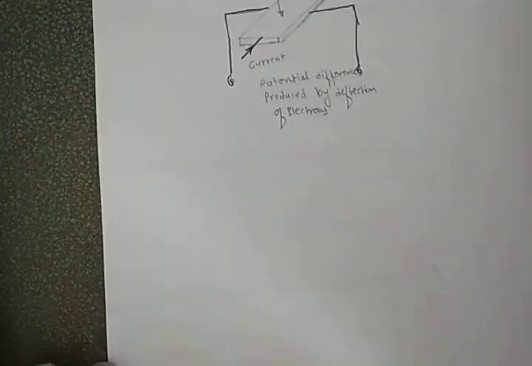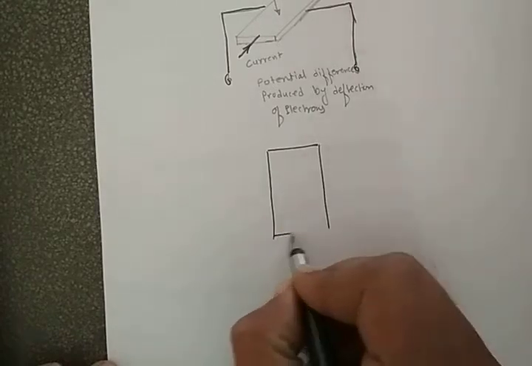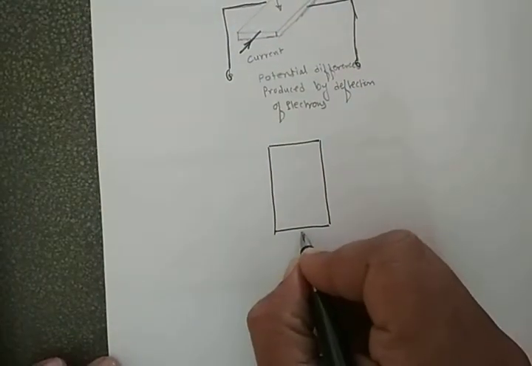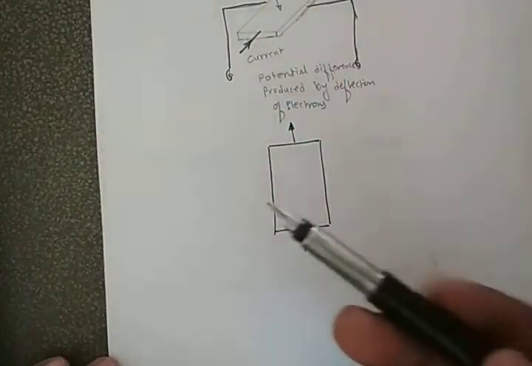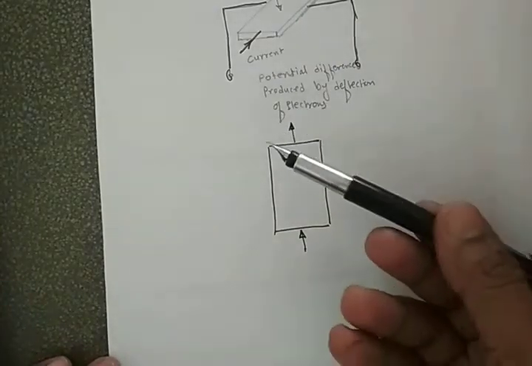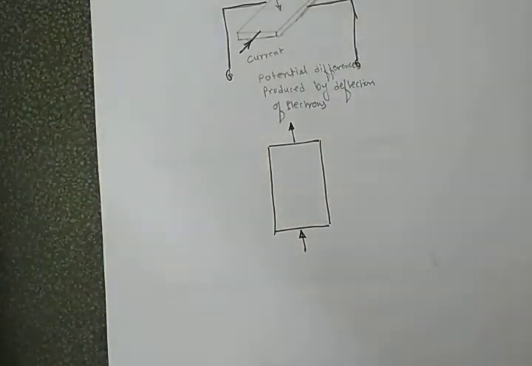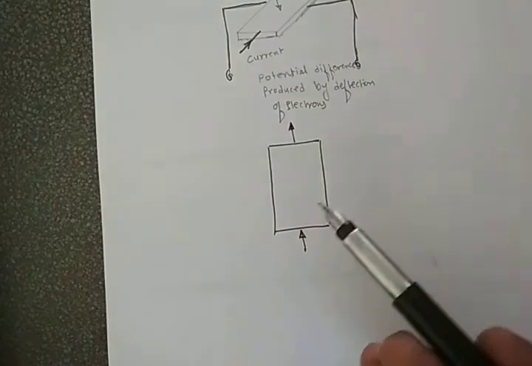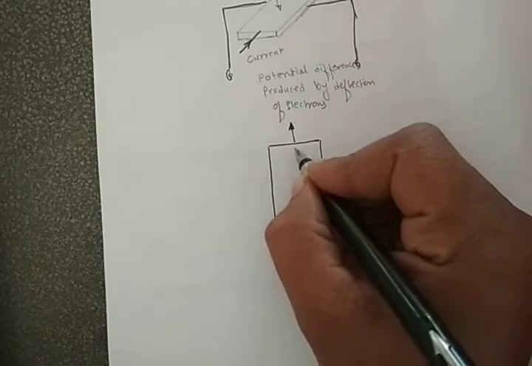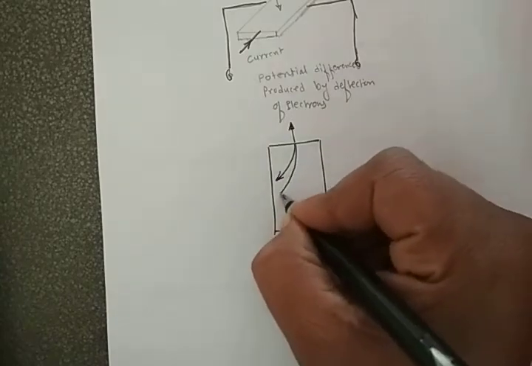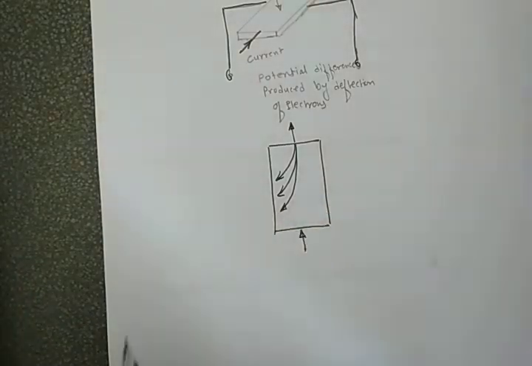Now, to understand how it works, I'll draw one more diagram like this. Current is passing from here to here in one direction. Now when we bring a magnetic field near this, not exactly in contact but near to it, what will happen? The current will start deflecting like this. On one side the current will move, and this will create what?